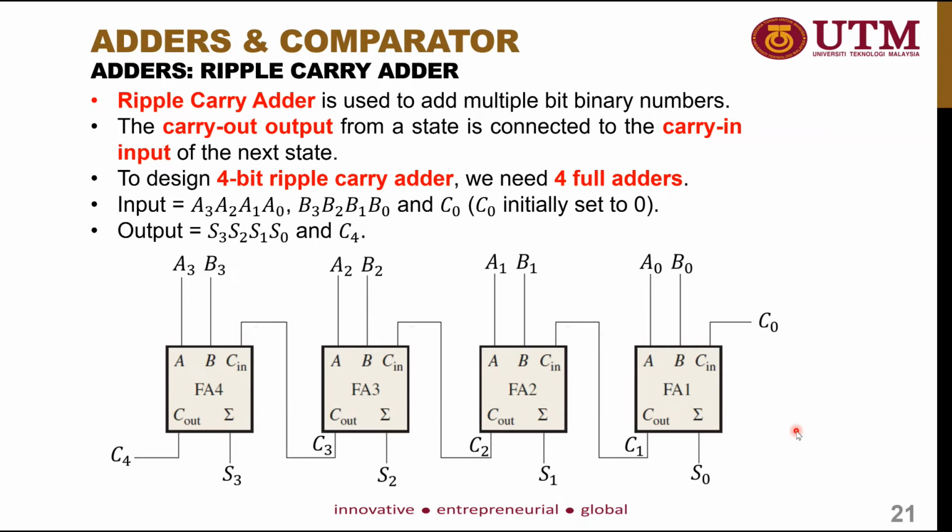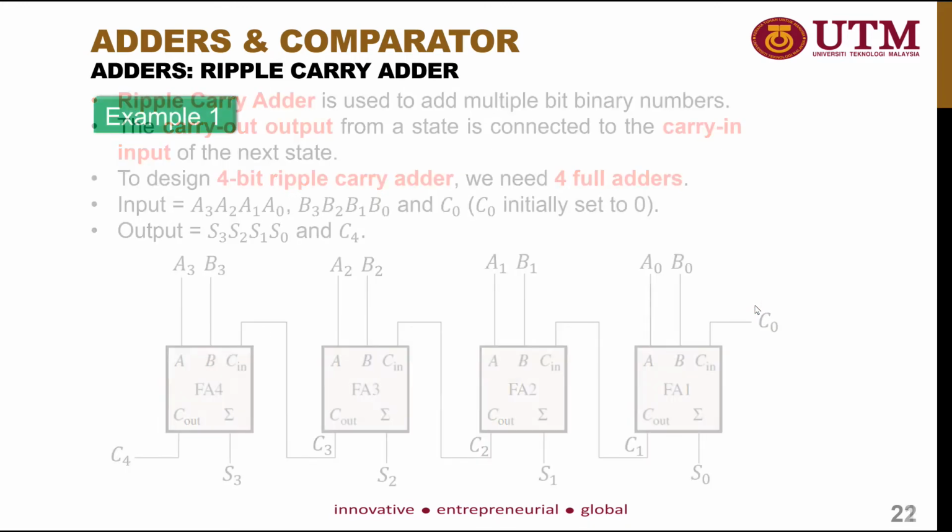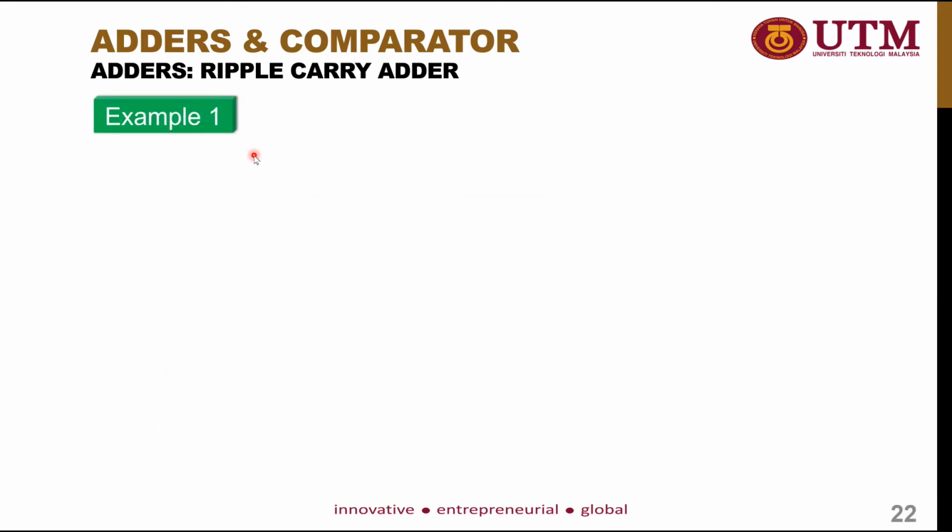Now let's take a look at the example given for the question of the ripple carry adder. In this example, I will show you how to operate the ripple carry adder, which is the addition operation of 4 bits of binary number. This question is given as 1001 plus 0101. So when you get this question, you can divide it into 2 different sections, which is 1001 into section A and 0101 into section B.